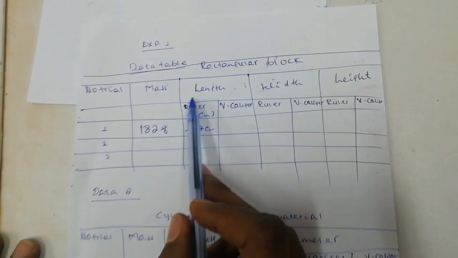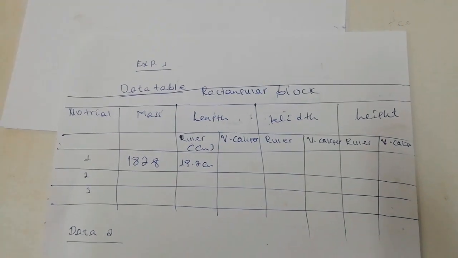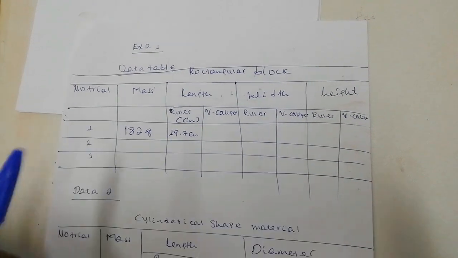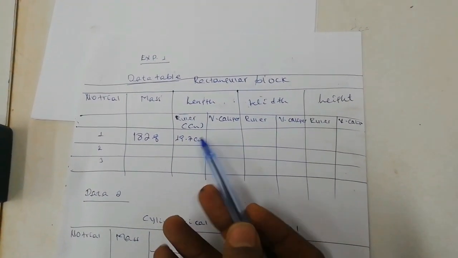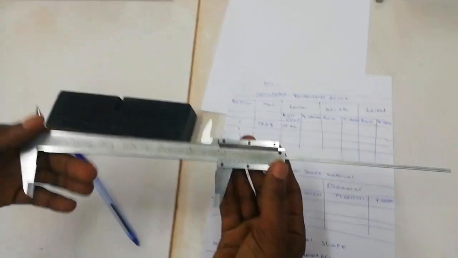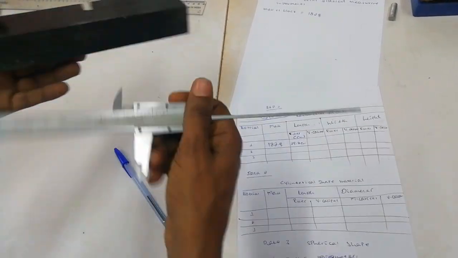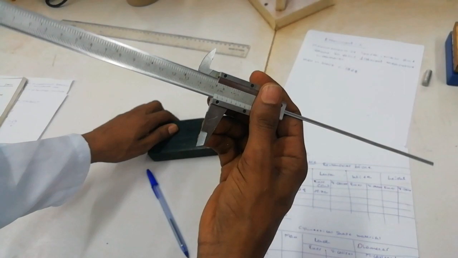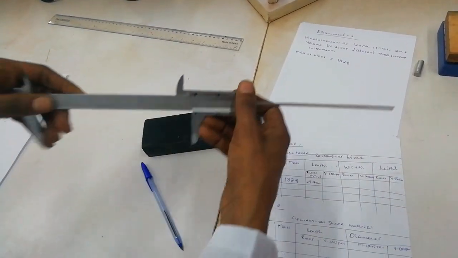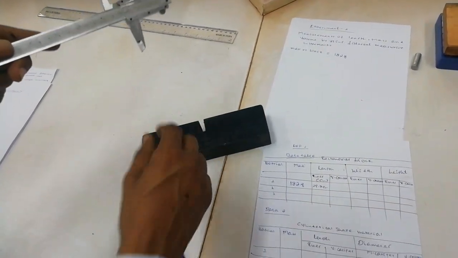Now the second step is to measure the length of the rectangular block using a vernier caliper. The length of the rectangular block using a ruler is around 90.7 centimeter. Using a vernier caliper is this apparatus. Our vernier caliper cannot measure the length of this because the capacity of this vernier caliper is not much. It can only measure its length, height and width.